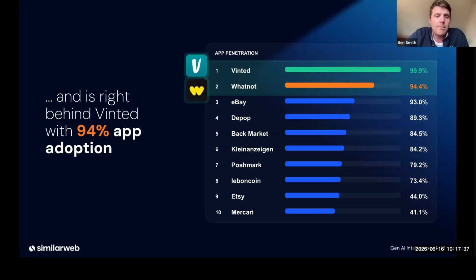The beauty of having web and app together as well is you're able to create the metric of app penetration rate.